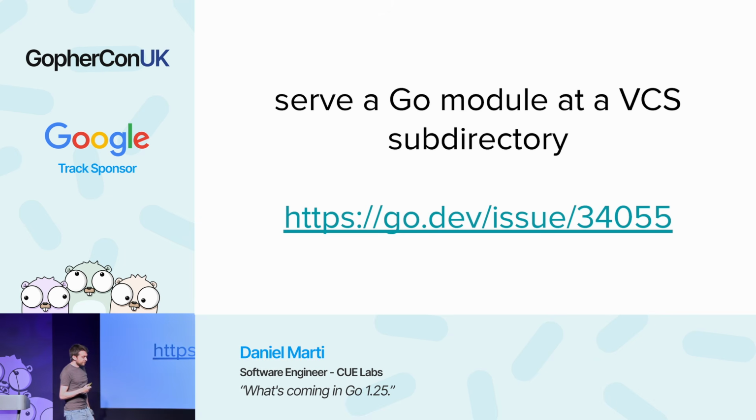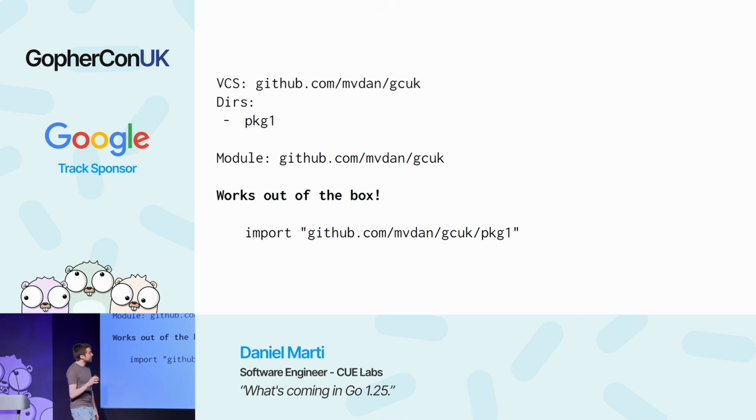Another change, and this is more like a modules ecosystem change rather than a command Go change, but it's both, is that you can now serve a Go module at a VCS subdirectory. Now, this is a bit complicated to understand, especially if you've never served Go modules from a custom domain. So I'll explain an example.